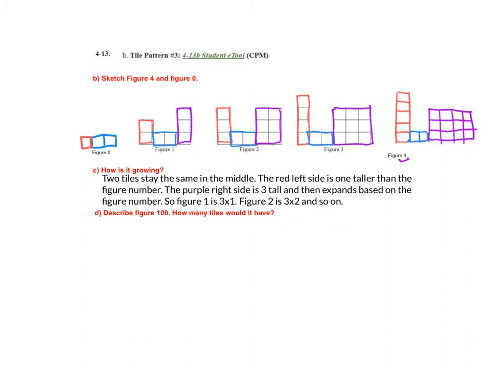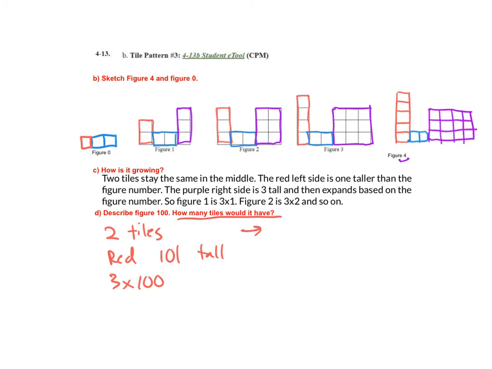So describe figure 100. Well, figure 100 would be much the same. You would have your 2 blue tiles in the middle. The red ones on the left side, red on the left would be 101 tall because it's 1 more than the figure. And then the purple tiles on the right side would be 3 by 100, making a big, huge rectangle there. And then it says, how many tiles would it have?